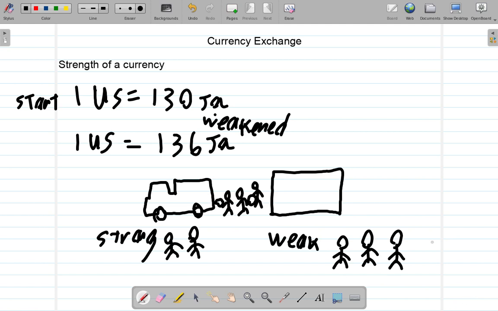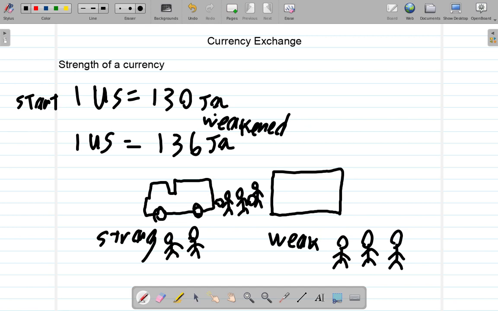Now, let's look at the situation here regarding the Jamaican dollar. You had $1 that could buy a certain item. Maybe it could buy a certain bottled drink. At the same time, you could use 130 Jamaican dollars to buy that same drink.